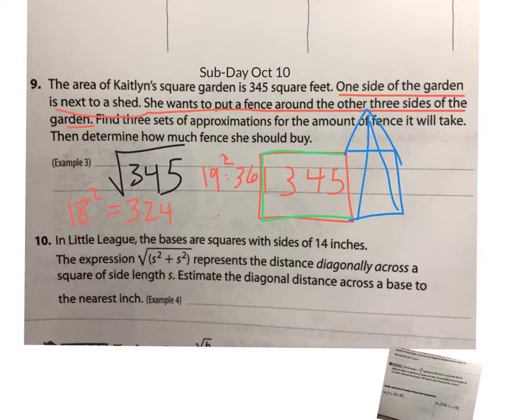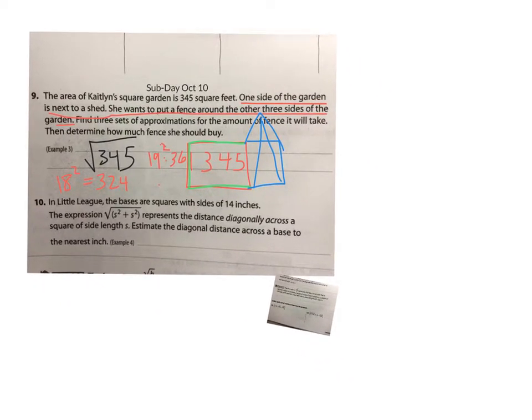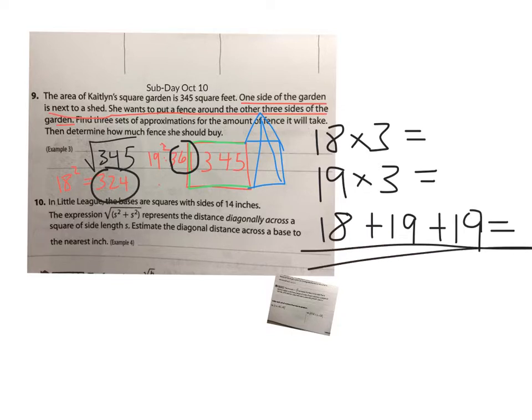So one approximation, I would use 18 as all of those sides. So I would just do 18 plus 18 plus 18, or 18 times 3 for the 3 sides. Another approximation, I would just use 19 for each of the sides. And then for our third approximation, maybe I could use 18 for one of the sides, and then 19 for the other 2 sides. Okay, all of these will give pretty good approximations. Since it's pretty well between 19 and 18, probably this last one will actually give us the best approximation.